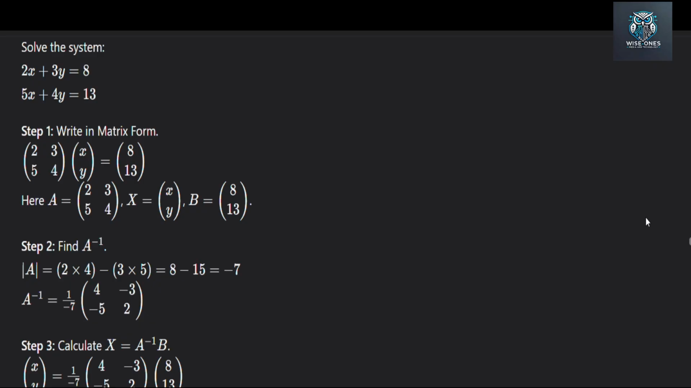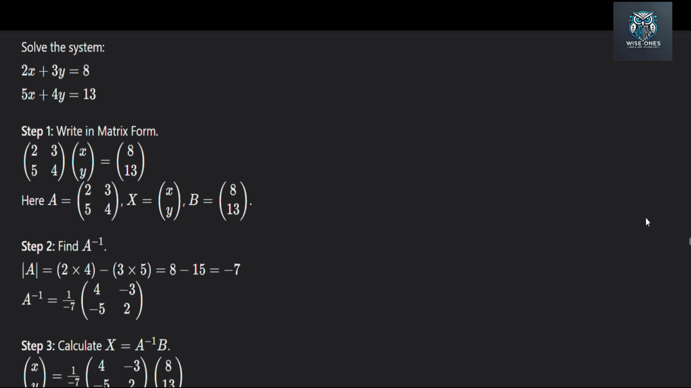Step 2, find the inverse. First, find the determinant of A. Determinant equals 2 times 4 minus 3 times 5. 2 times 4 is 8. 3 times 5 is 15. 8 minus 15 is negative 7. So the determinant is negative 7.